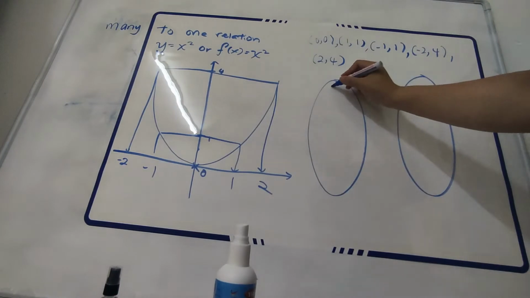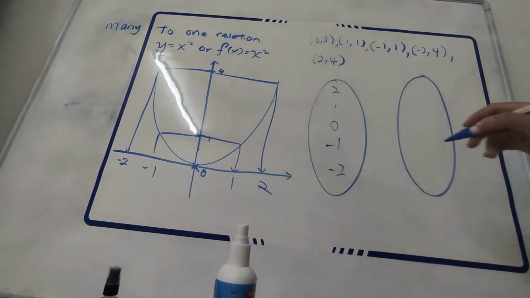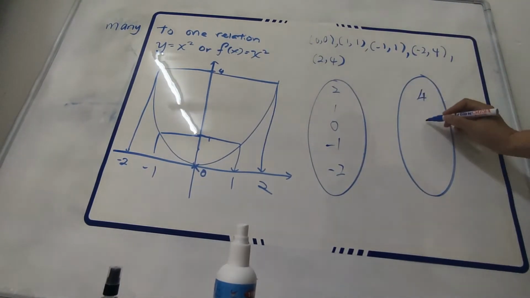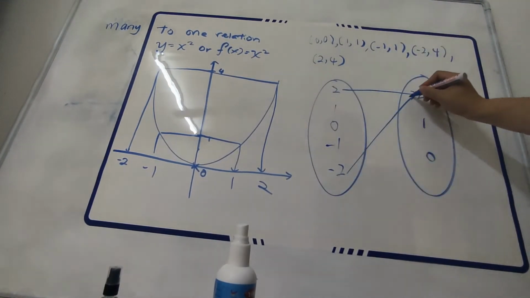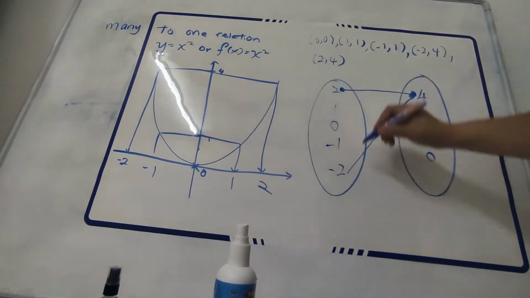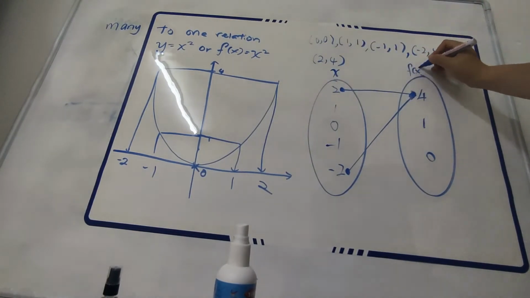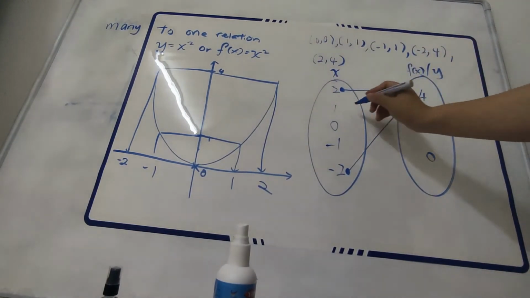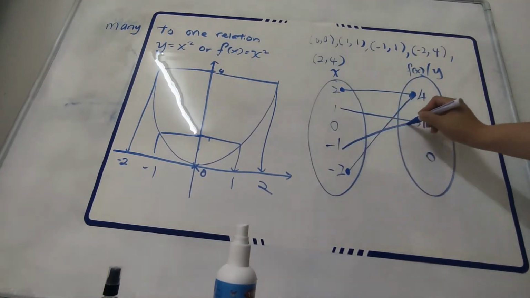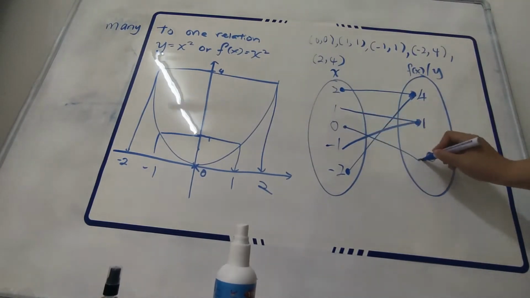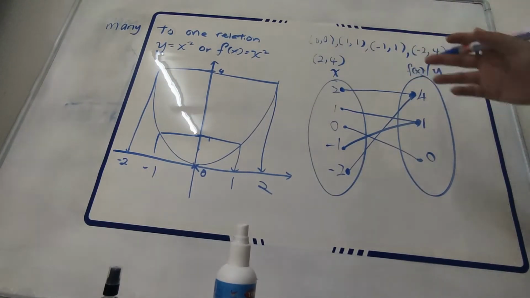You will have 2 here, 1, 0, minus 1, minus 2, and then of course descending order, 4, 1. So many from x. So you don't draw arrow here, sorry, you put point here. So this is x, this is fx or y. Okay, so this is done for the many to one functions.